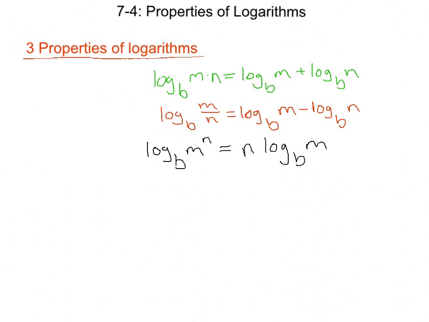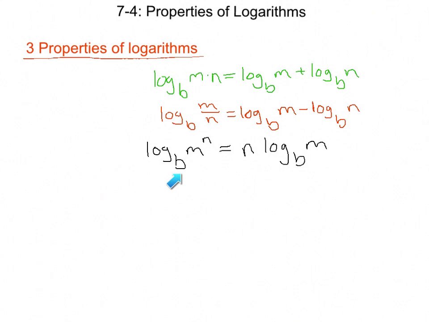We have log base b of m divided by n. So it's the opposite of what we did up here. This is multiplication, this is division. With multiplication we add, and division we subtract the two. So log base b of m divided by n is equal to log base b of m minus log base b of n. And then lastly we have the power property.